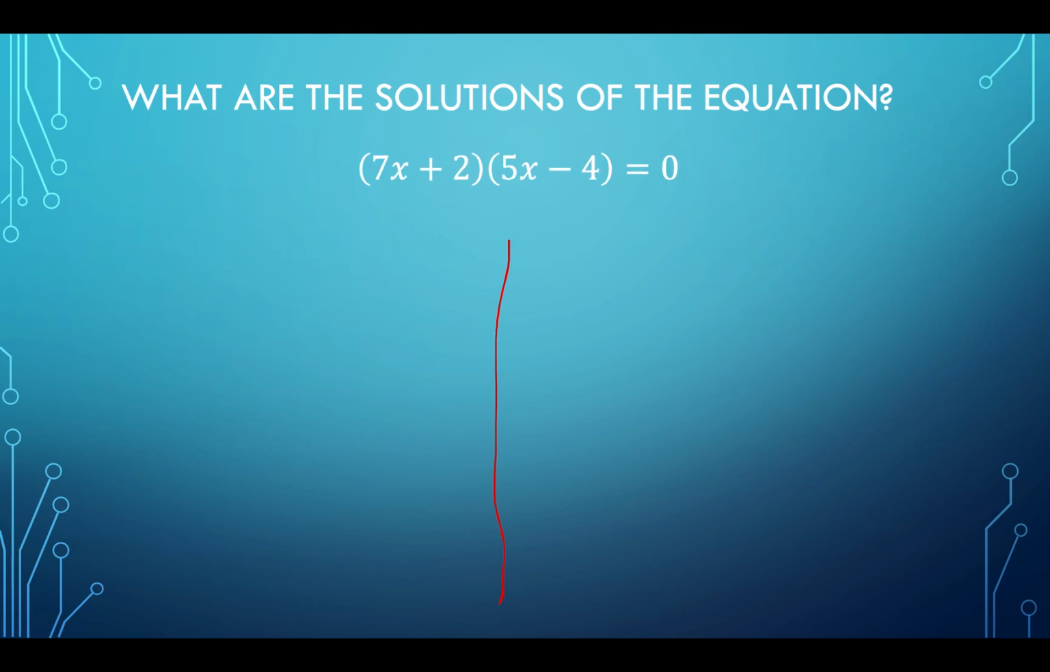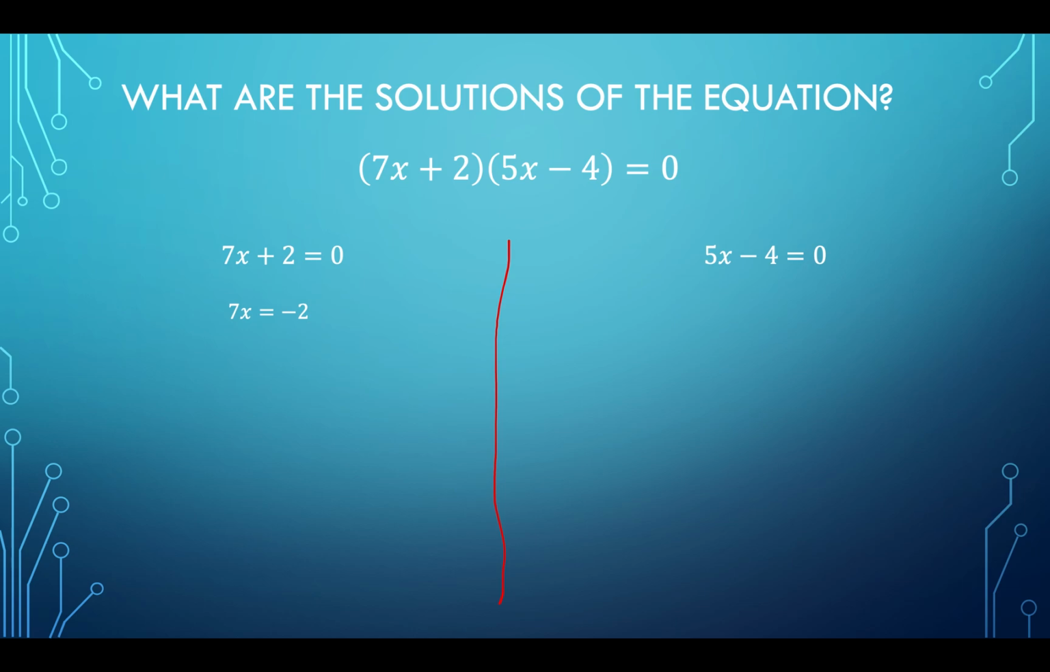So let's try this one. 7x plus 2 times 5x minus 4 is equal to 0. So set up two separate problems. 7x plus 2 is equal to 0, and 5x minus 4 is equal to 0. Once again, work one problem at a time. So let's work with this 7x plus 2 is equal to 0. So we want to get 7x all by itself. So what do we have to do with this plus 2? To get rid of it on this left-hand side of the equal sign, we have to subtract 2 from both sides. When we go ahead and do that, we get 7x is equal to negative 2.